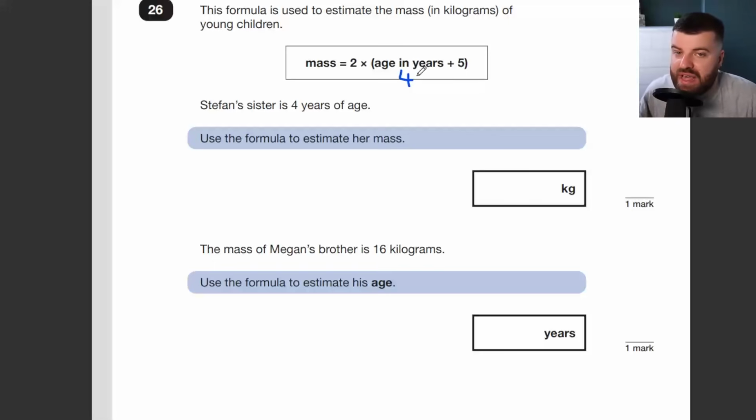Now we have to do whatever's in the brackets first, even though addition comes after multiplication. Because it's in the bracket, we have to do that first. 4 plus 5 is 9. And then I have to multiply that by 2. And that gives us 18 kilograms.